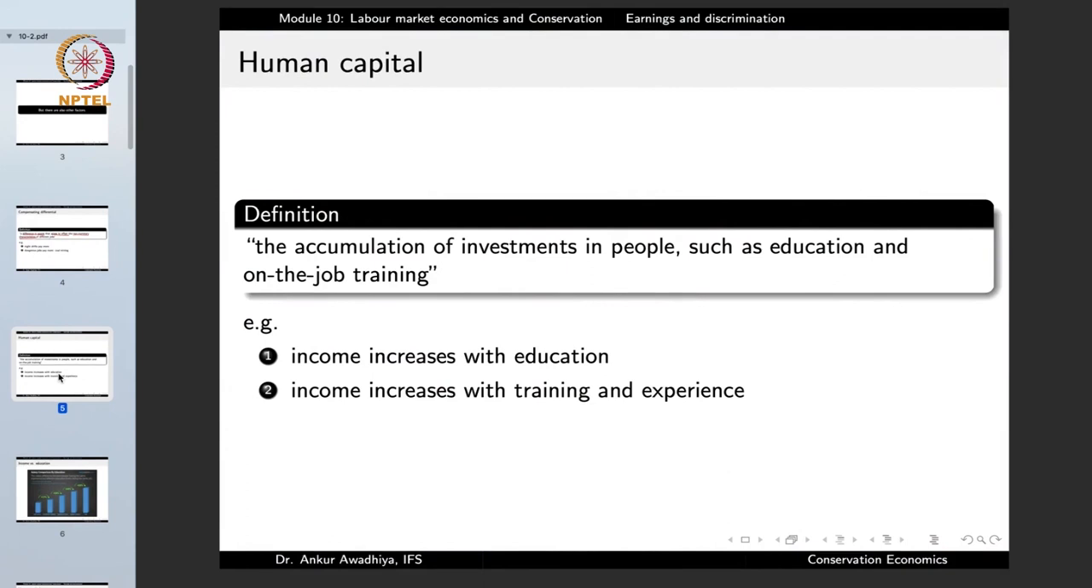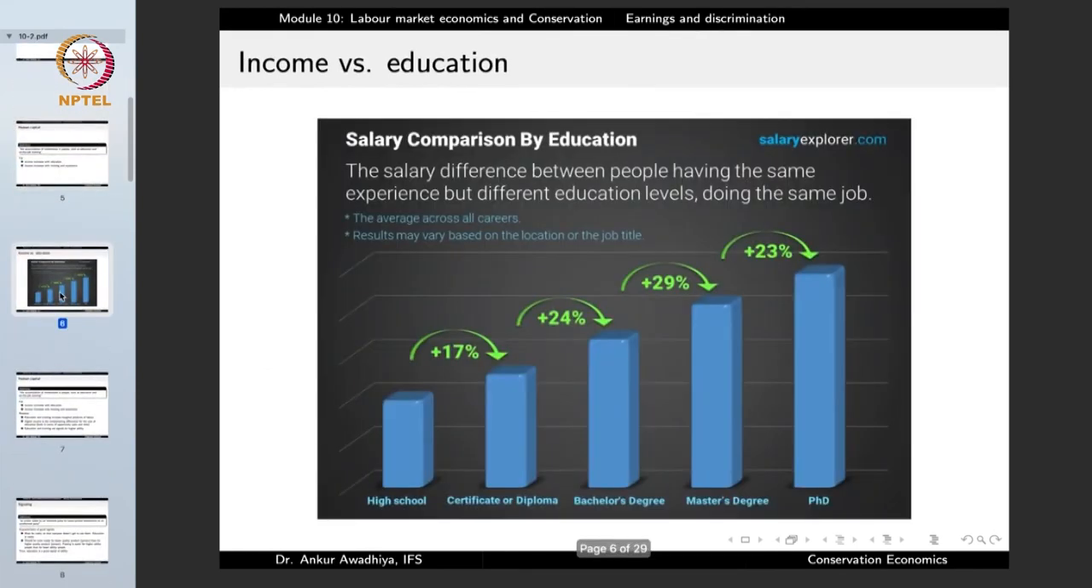Another difference that modulates is the human capital. Now, human capital is the accumulation of investment in people, such as education and on-the-job training. It is an accumulation of investment in people, that is how much investment has been accumulated in a person by means of things such as education or on-the-job training. A good example is that income increases with education, and income increases with training and experience. So what we are observing here is that if we talk about people having the same experience but different education levels doing the same job.